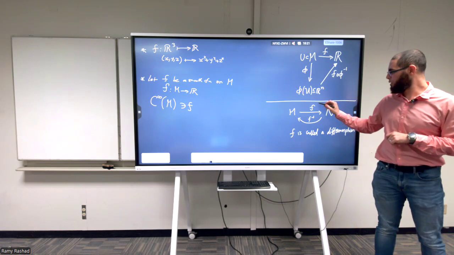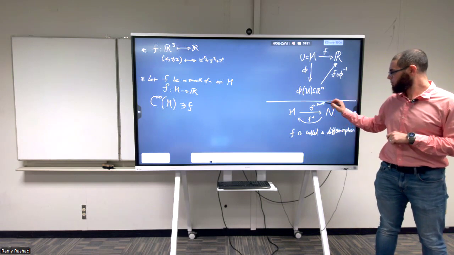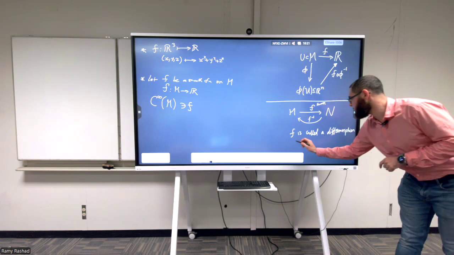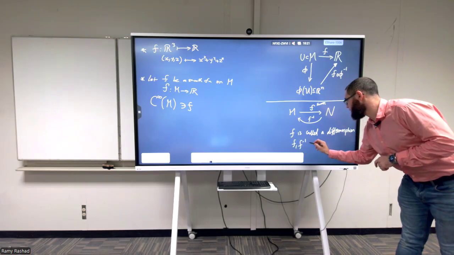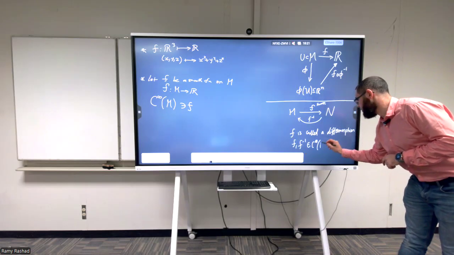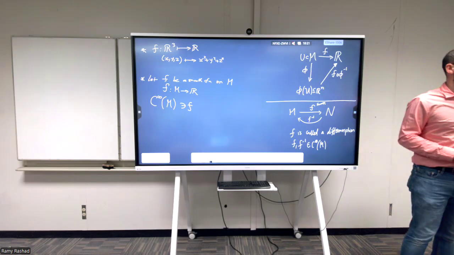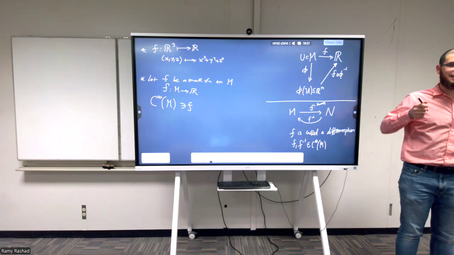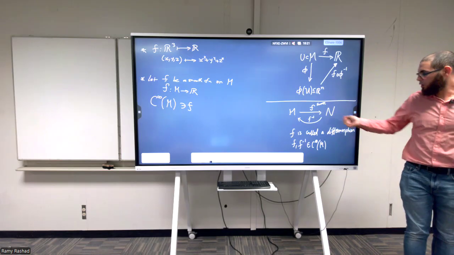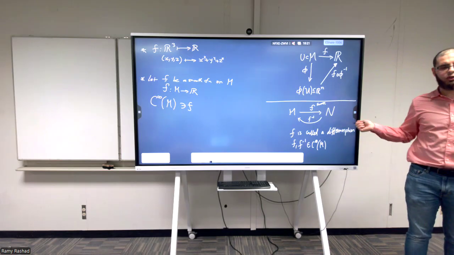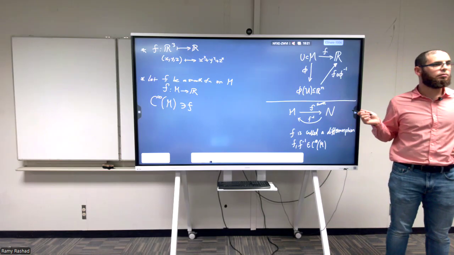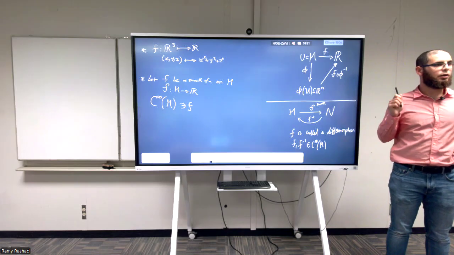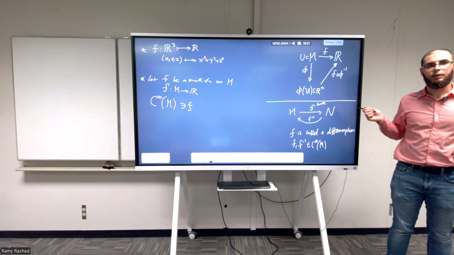So if F is smooth and this one is smooth, or in other words, F and F inverse both live in C infinity(M), so F inverse exists and it's also smooth, we call F a diffeomorphism. Who has seen this term before? Diffeomorphism? Okay. So this is what diffeomorphism means.